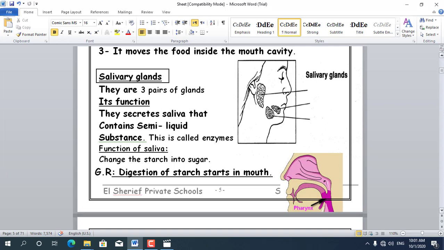Now, while talking about the function, we mentioned digestive enzymes. Digestive enzymes have a definition: they are digestive substances that digest food and convert, meaning change, it into simple substance. If a question asks mention the function of salivary glands, the answer is to change starch into simple substance called sugar.